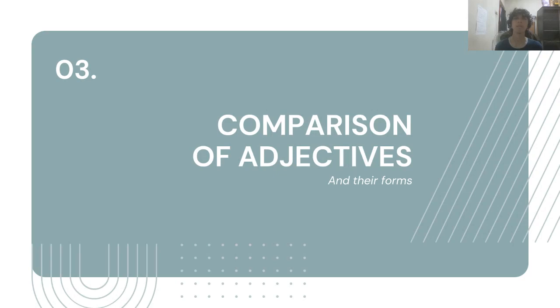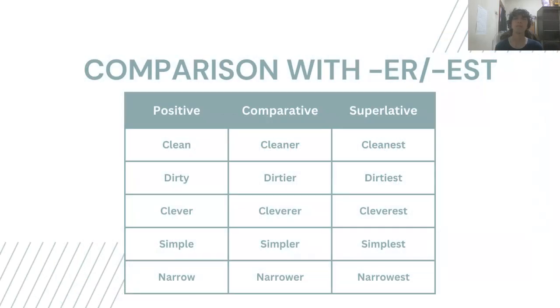Next, we head on to comparison of adjectives. A comparison adjective ends with an R or ST. For example, clean, cleaner, cleanest, dirty, dirtier, dirtiest, clever, cleverer, cleverest, simple, simpler, simplest, narrow, narrower, narrowest.